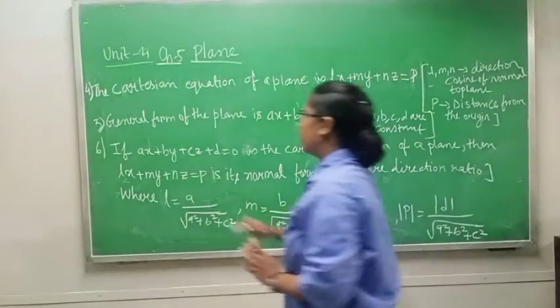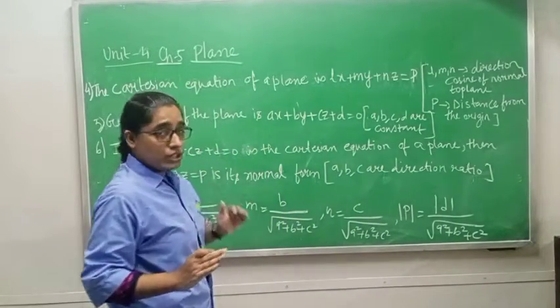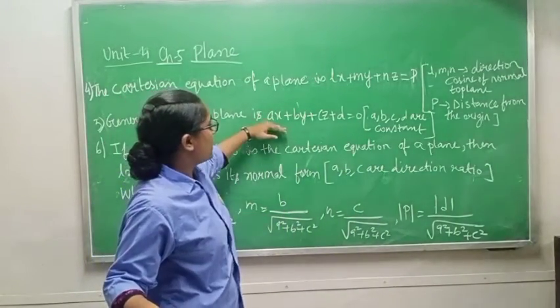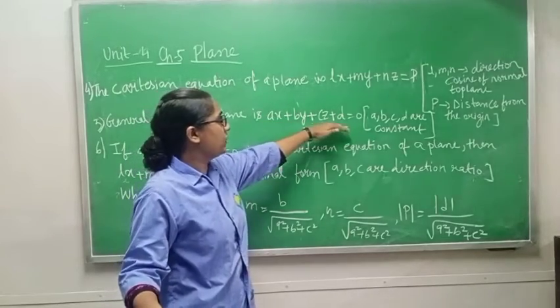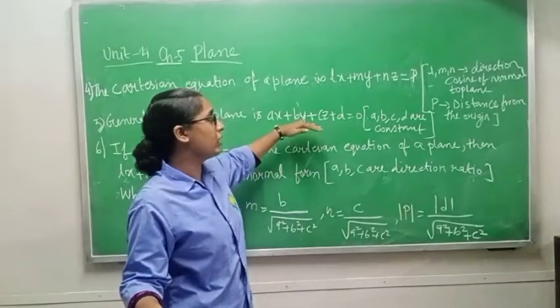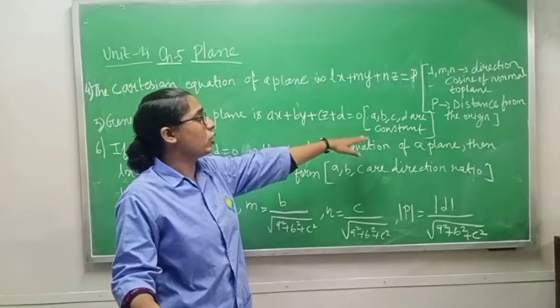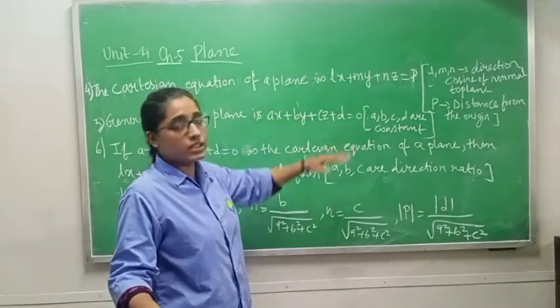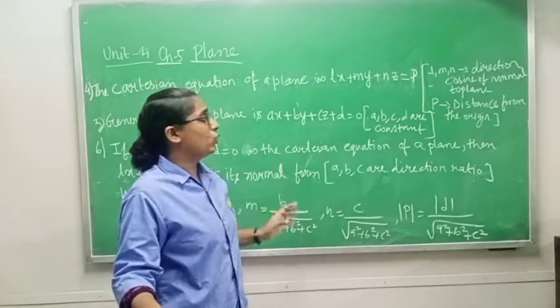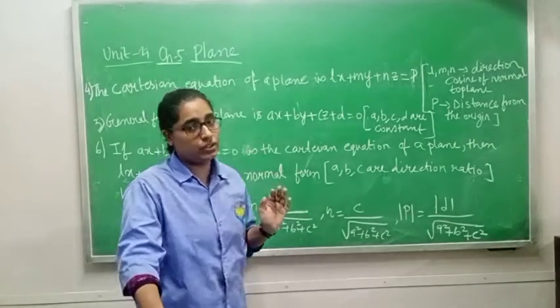Now point 5: the general form of a plane is ax plus by plus cz plus d equals 0. This is the general form of a plane, where a, b, c, d are constant terms, and you can put in the a, b, c values if they are given to you and you will get one equation, which is the general form.